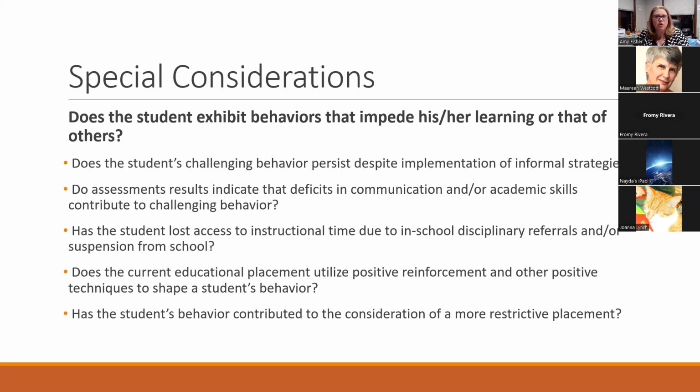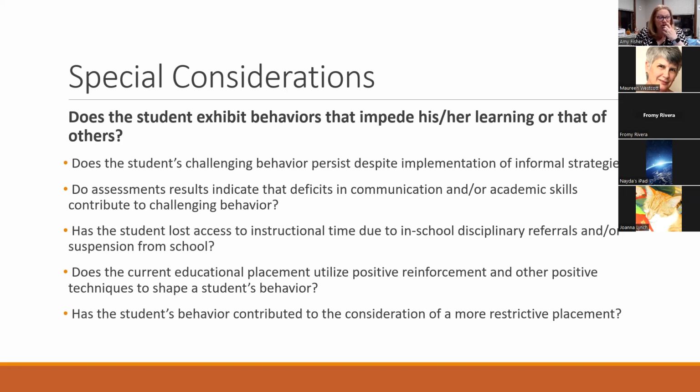So have there been informal strategies that just haven't worked? Do assessments indicate that the behavior is really a result of deficits in communication or deficits in academic skills, right? Kids who are acting up in math class because they simply don't know how to do the work because they're struggling with a learning disability in math. Has the student lost access to instructional time due to in-school disciplinary referrals or suspension from school? So these are the things to consider when you're deciding whether or not to check the box yes or no to the question, does the student exhibit behaviors that impede his or her learning or that of others?